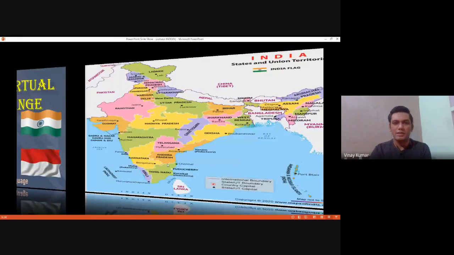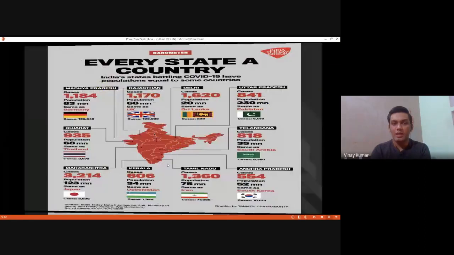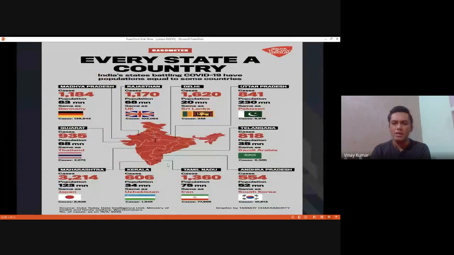Let me show you the map of India. This is the map of India, the world's largest democracy. Here you can see there are so many states. Each state has its own culture, language, and different festivals to be celebrated throughout the country. India, being the second largest populated country, has so much population that every state resembles a country in terms of population. You can see I have mentioned some of the states having their population equal to some of the countries.